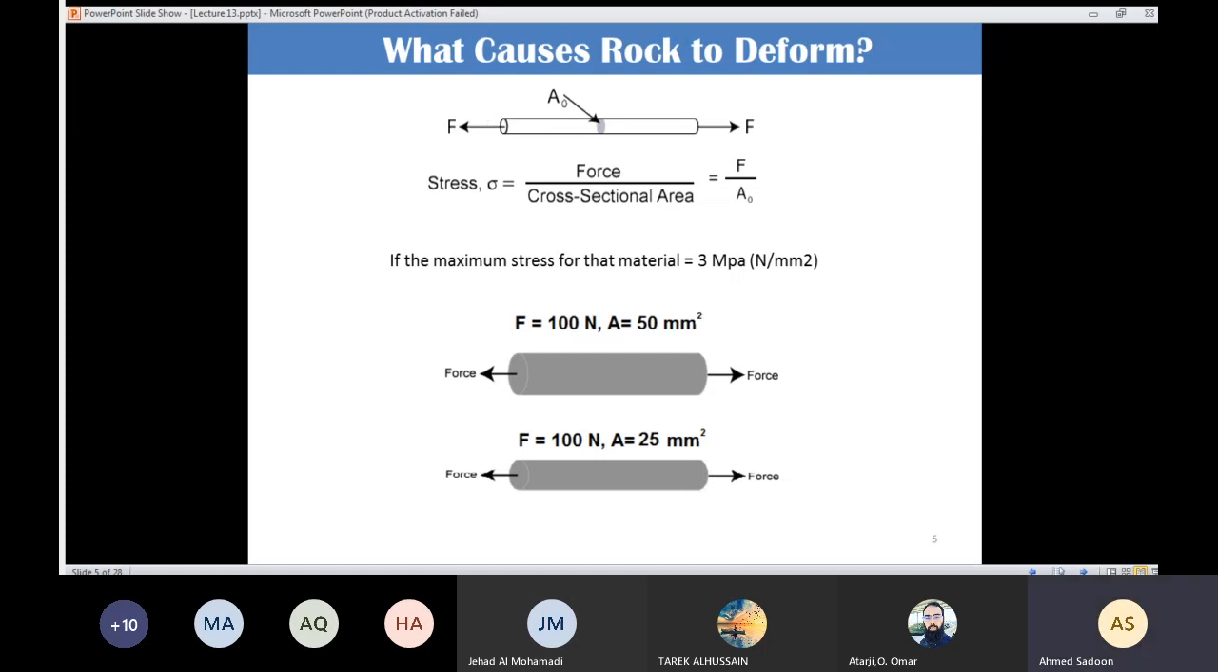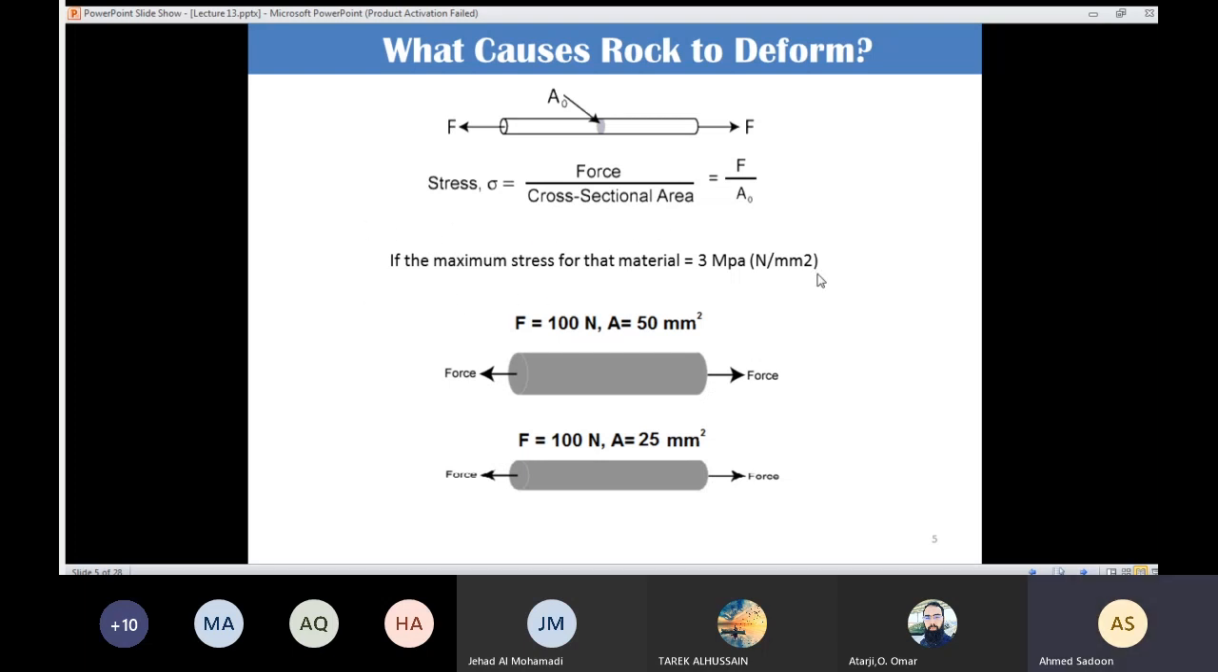So in order to calculate the stress, you need to know the force, and you need to know the cross-sectional area. So stress equals F over A. And the stress in most of the textbooks is referred to by the Greek letter sigma. So sigma equals F over A naught. F represents the force and A naught represents the cross-sectional area.